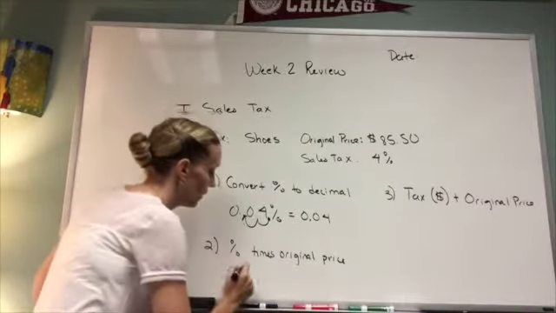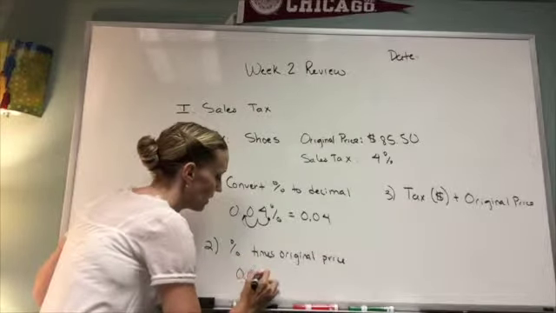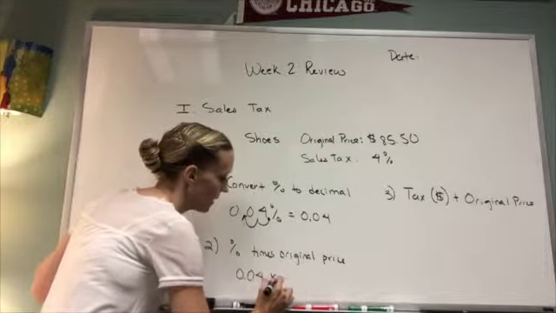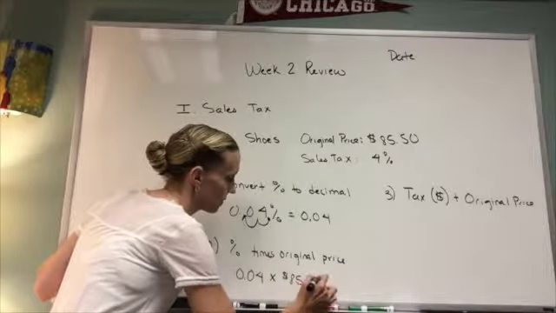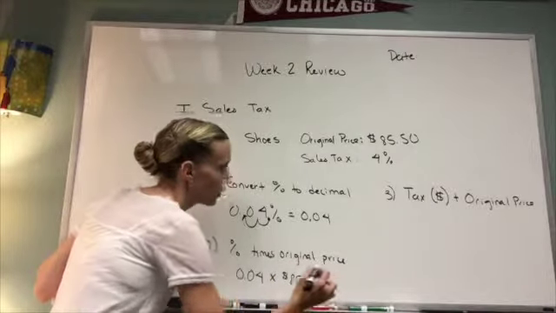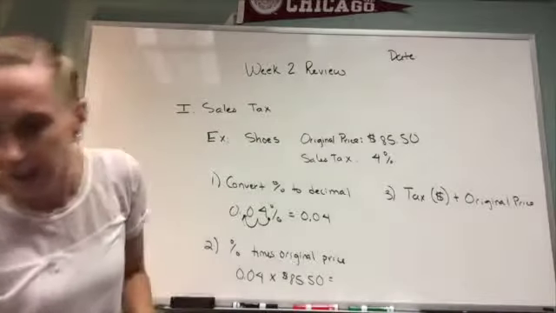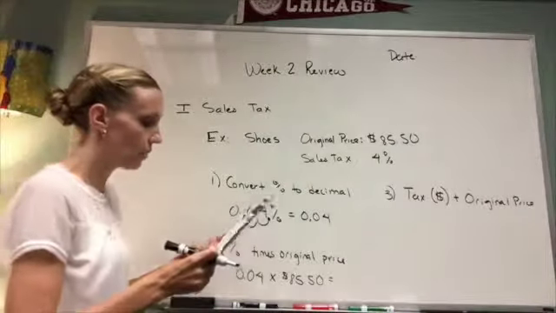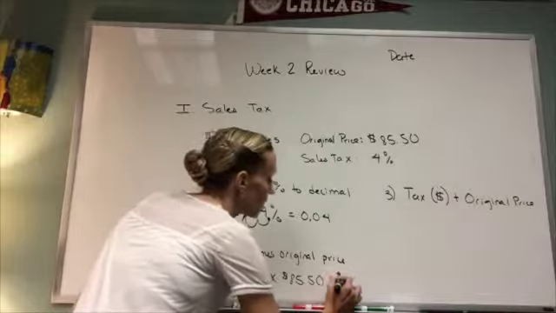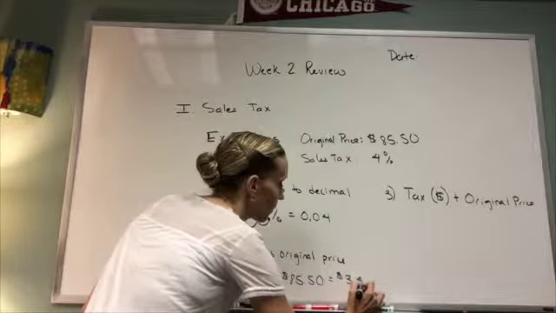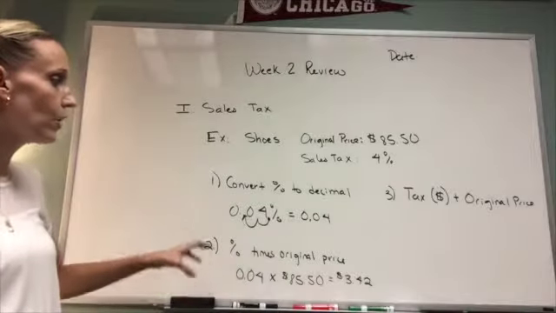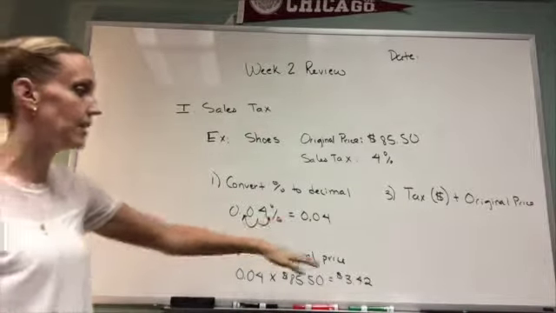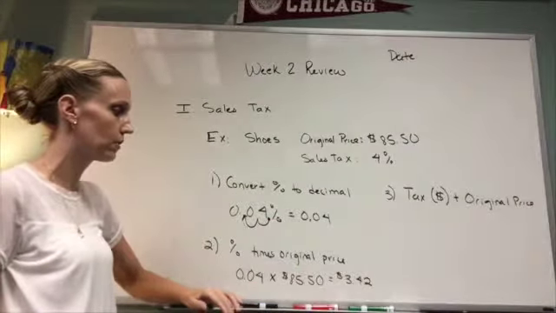So let's put that in order that I wrote it. So we're going to do 0.04 times $85.50. And that should equal, with your calculator, $3.42. You might have to round. So that's what our sales tax is in terms of dollars.